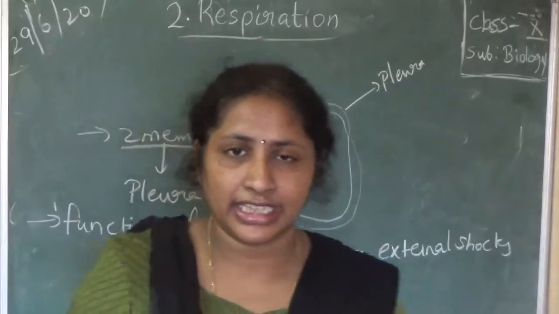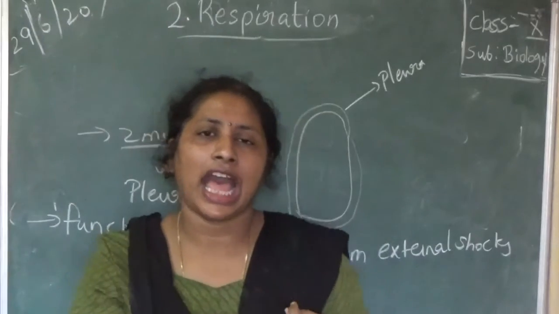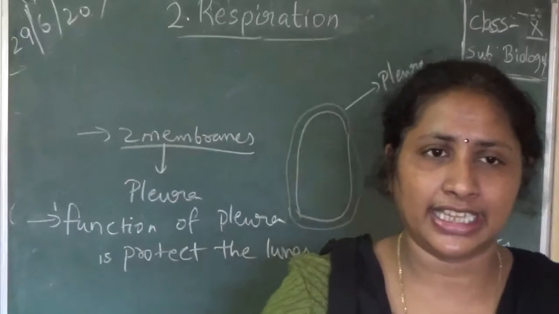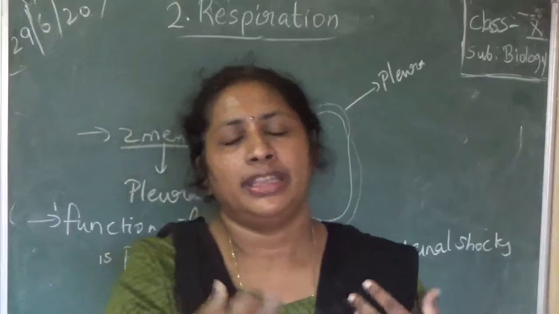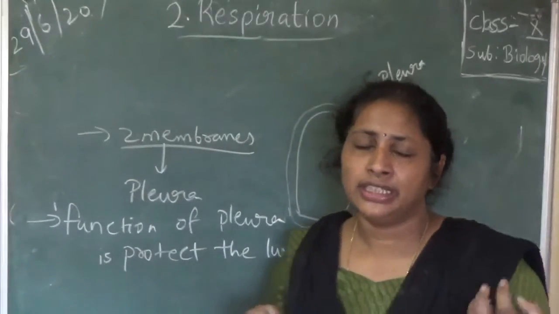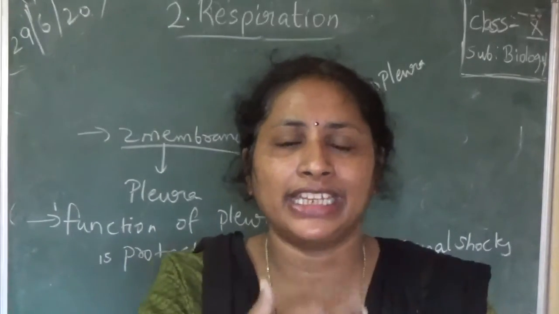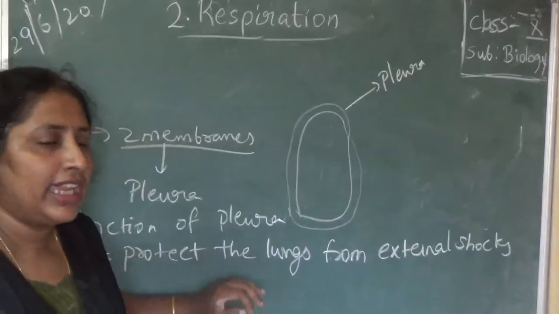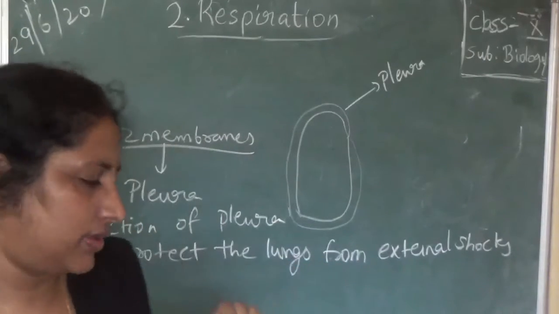Means, suppose suddenly someone hits you hardly here. So, your lungs and heart are being protected by what? Rib cage. If somehow the rib cage is also not bearable, means the rib cage is also damaged. So, as we know that lungs are very important structures, they are covered or packed with a membrane. That is nothing but pleura. So pleura protects the lungs from external shocks.